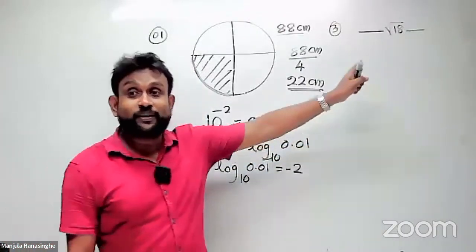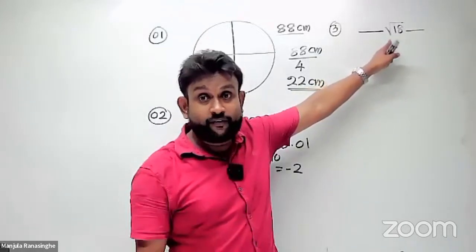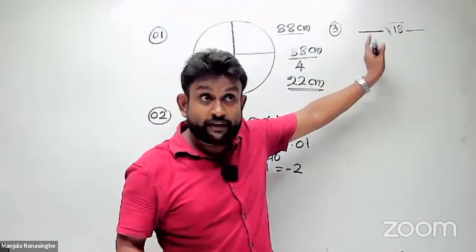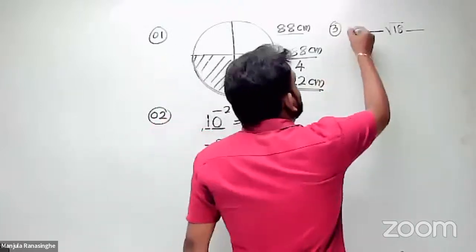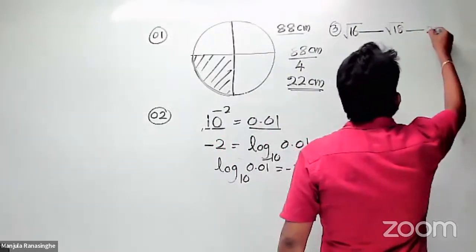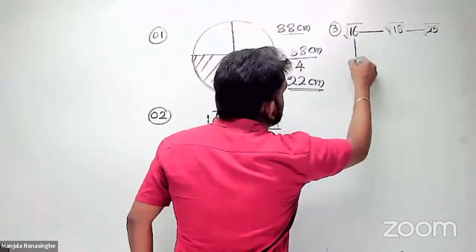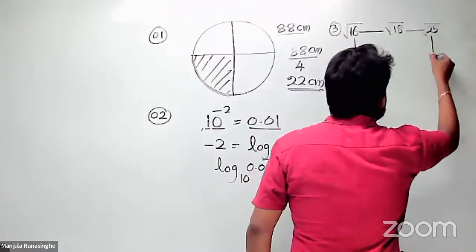Right, now we have 18. You take the lower and upper perfect squares. What is the lower one to 18? 16. Then take the square root. After 18, we have 25. Take the square root. Now the square root of 16 is 4, and here it is 5.